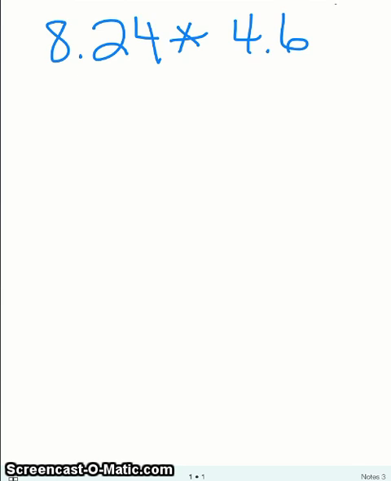Take a look at your guide, and you'll need to answer a few questions about this first problem, 8 and 24 hundredths times 4 and 6 tenths. Step number one is to make an estimate, just like we would do with whole numbers.